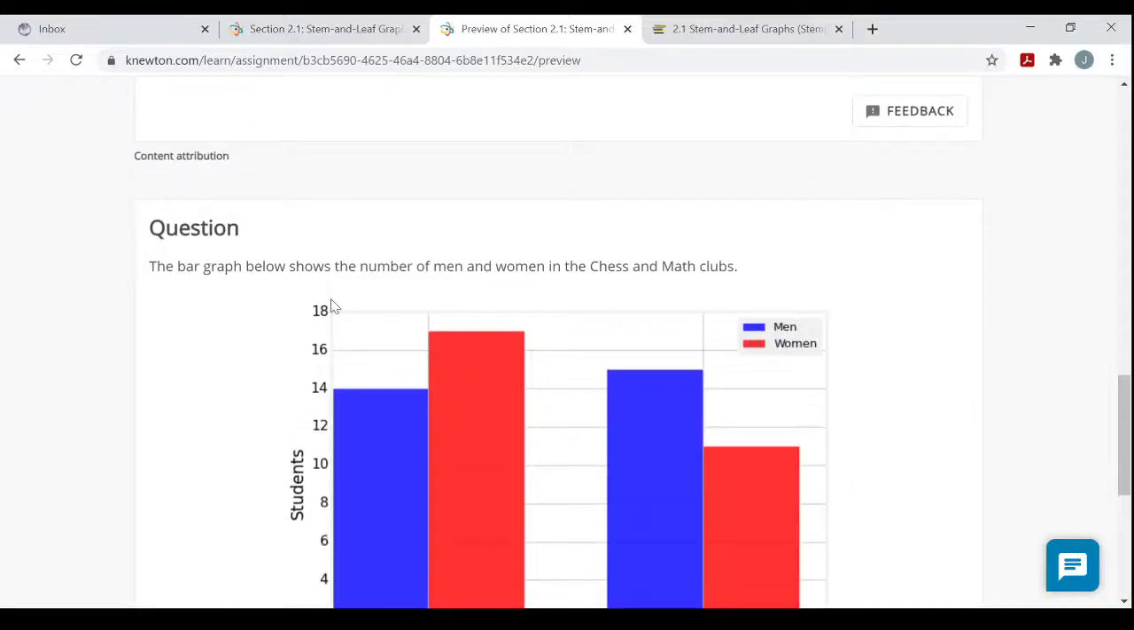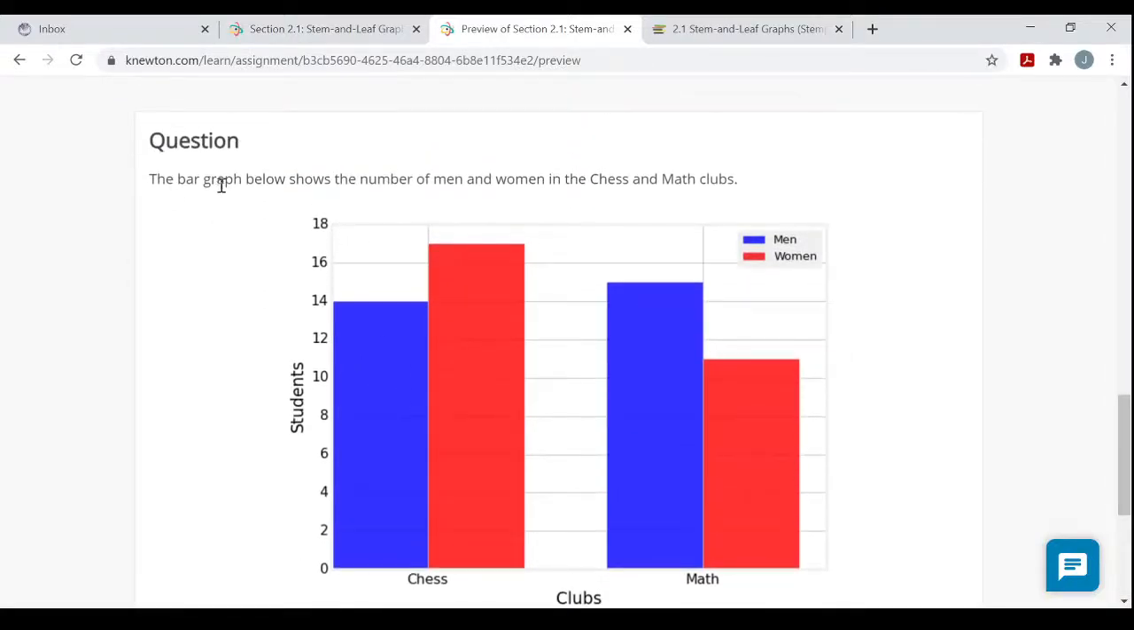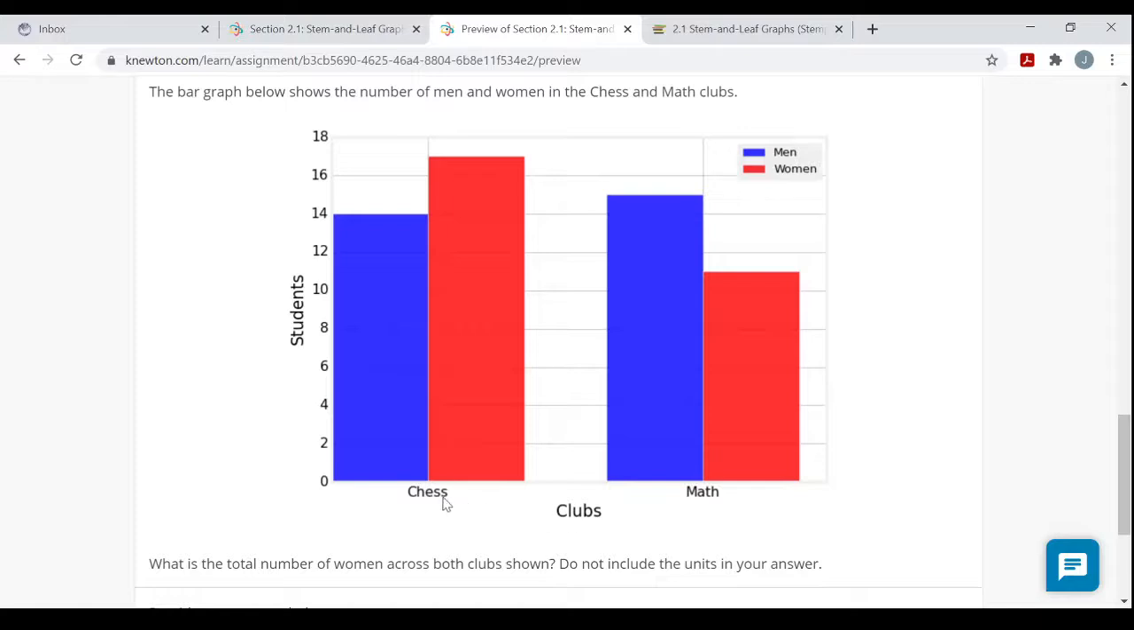All right, so here we're given a bar graph, where the bar graph below shows the number of men and women in the chess and math clubs. Now pay attention to your legends, what things mean. Blue bars represent men, red represent women. Just reading this, you see you got clubs down here, the categories, your categorical data, chess, math. Then up top here you have a numerical axis with evenly spaced numbers starting at 0, and it's the number of students in those clubs.